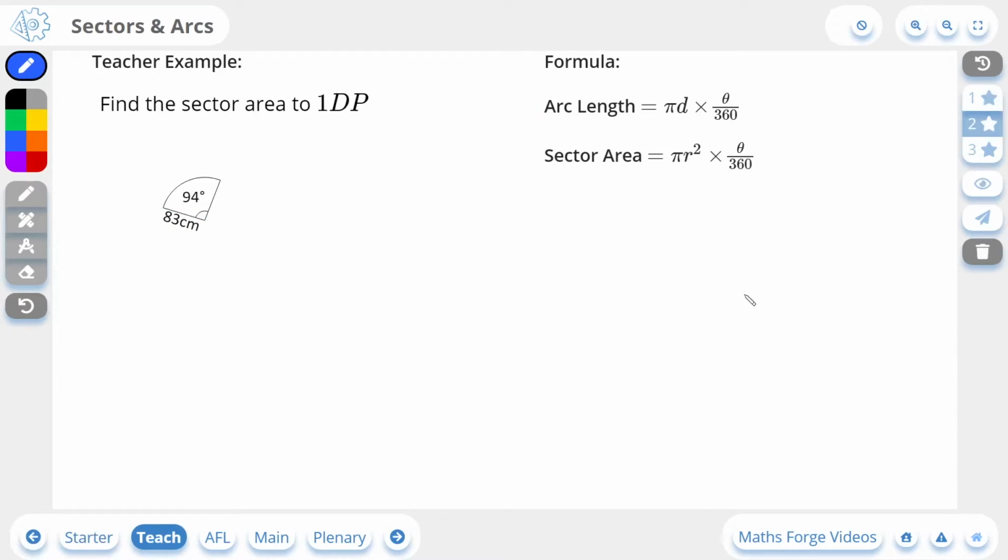Now let's do a two-star example. Here we're being asked to find the sector area to one decimal place. So we have the sector here with an angle of 94 degrees and a radius of 83 centimeters. So I'll just label this very quickly.